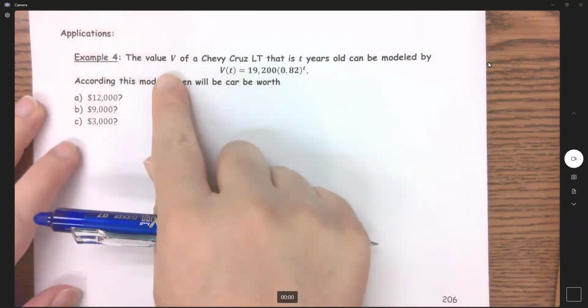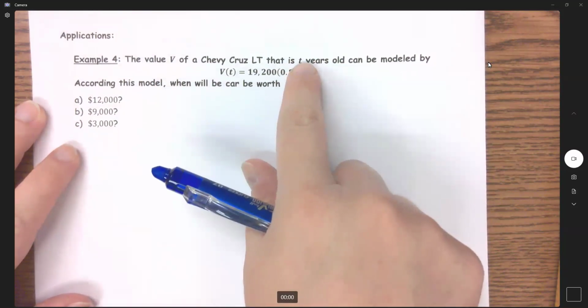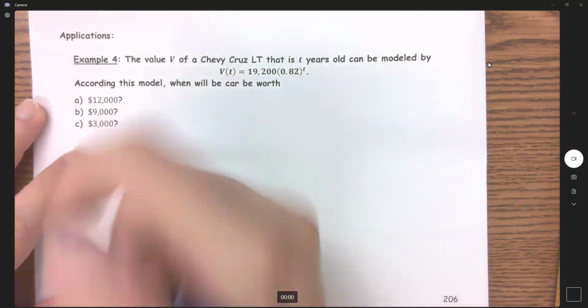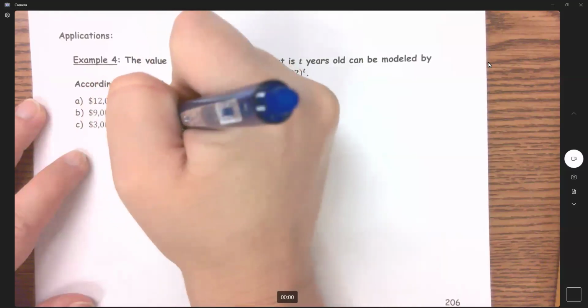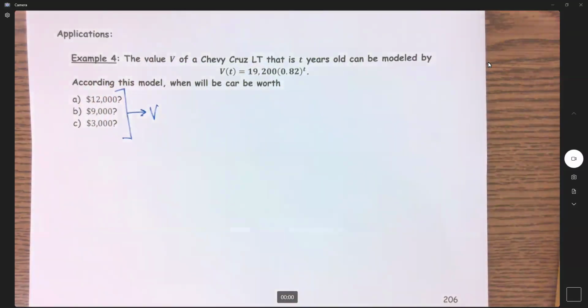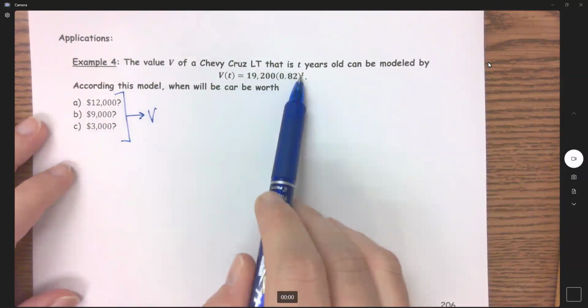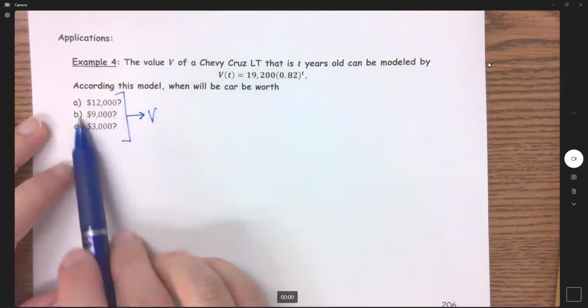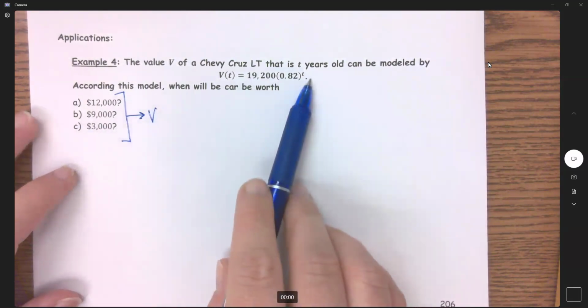So because we want to know when, that means we are solving for T. We're solving for our time. That means these represent your V, the car's worth. Now, one thing we could do is plug in 12,000 into our V and then solve it for T. Plug in our 9,000, solve for T, and then plug in our 3,000 and solve for T.